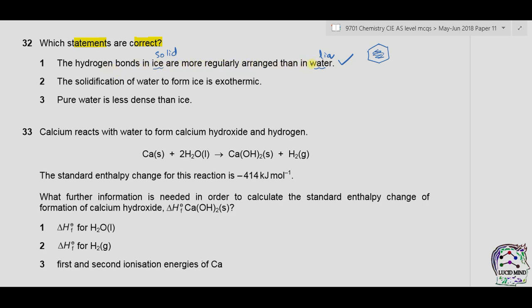Number 2. The solidification of water to form ice is exothermic. As we know that this is the freezing process and kinetic energy is lost, therefore energy is released. Freezing is exothermic in nature as kinetic energy is lost by water to form ice. 3. Pure water is less dense than ice. This is incorrect because in ice, empty spaces are present due to which ice is less dense than pure water. As options 1 and 2 both are correct, the answer is therefore B.